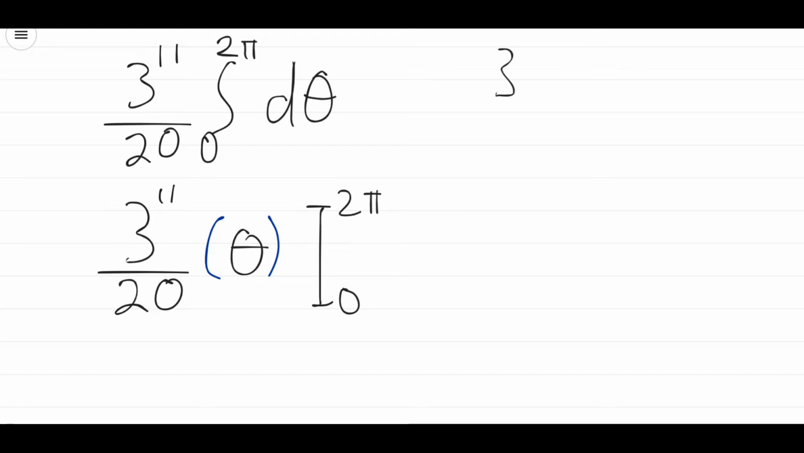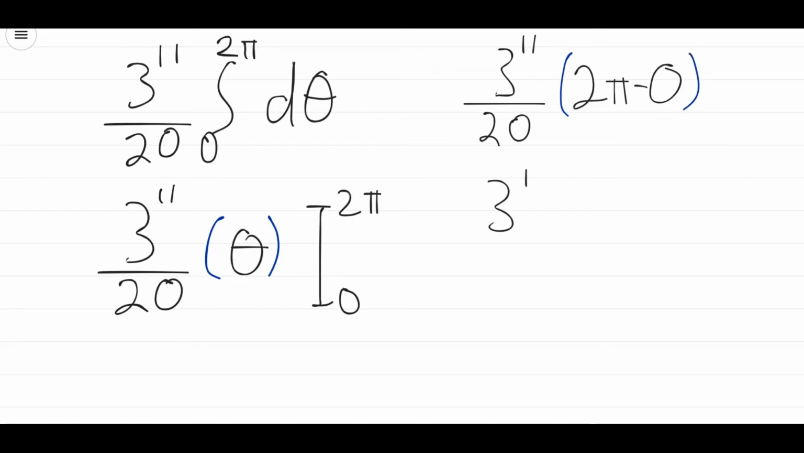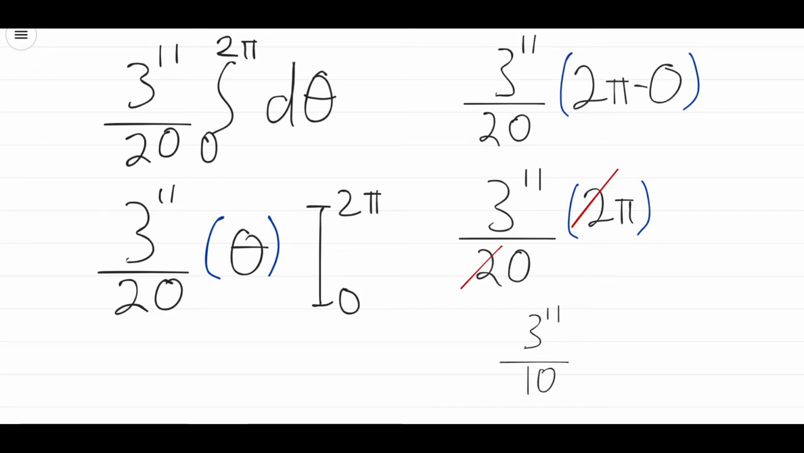So now I'm going to plug in the bounds. So I know 2 pi minus 0. And furthermore, I want to simplify this. We get 3 to the 11th over 20 times 2 pi. And the 2 and the 20 simplify to 3 to the 11th divided by 10 times pi. And that's the final answer for this cylindrical integral.